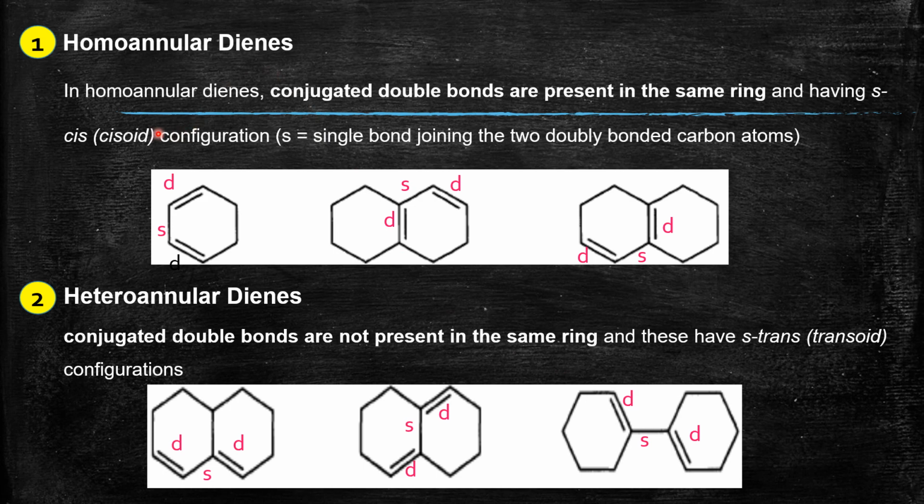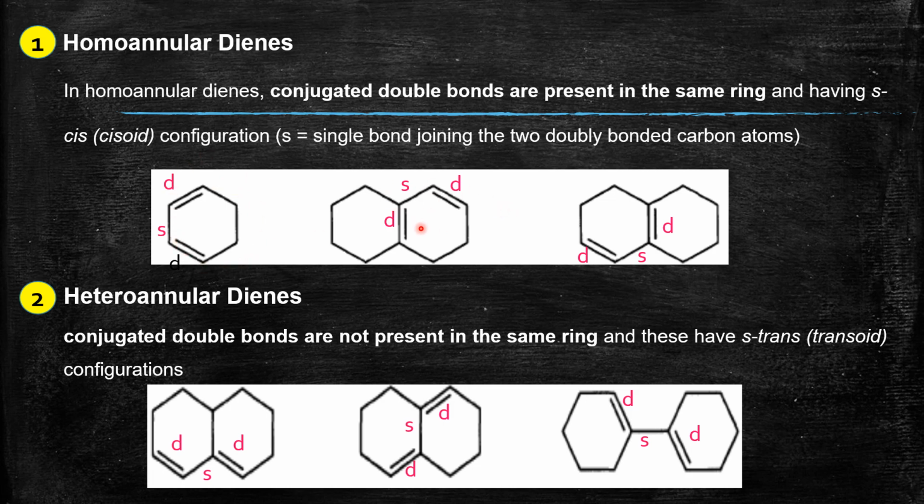First, homoannular diene. In a homoannular diene, conjugated double bonds are present in the same ring and have a cisoid configuration. We call this a homoannular diene. See here in the first structure, the alternate double bonds, double bond, single bond, double bond, we call a conjugated system. The conjugated double bonds are present in the same ring, so we call this a homoannular diene.